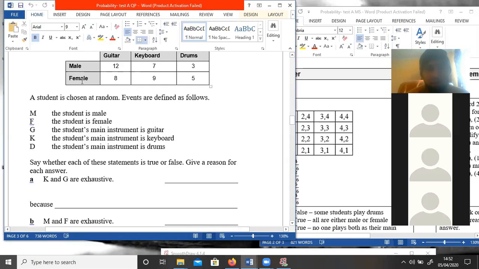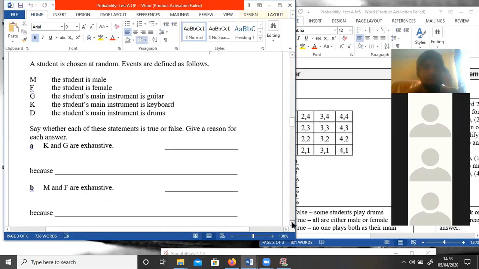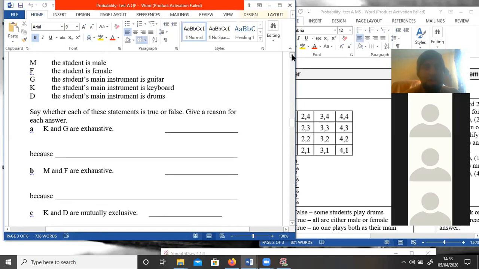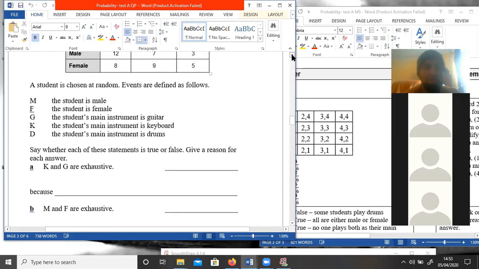Does that make sense, Hannah? You don't have to answer. Yeah, good. Well done. Okay. Amar? Yeah. Excellent. So you can see how once you know the definitions, it becomes very easy. Now, K and D are mutually exclusive. Are K and D mutually exclusive?